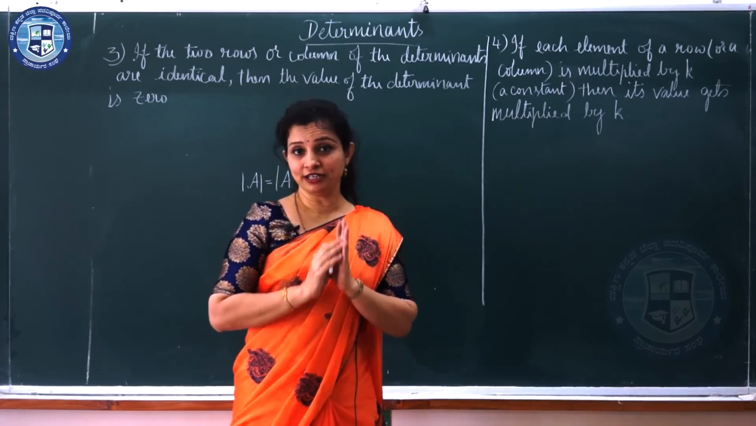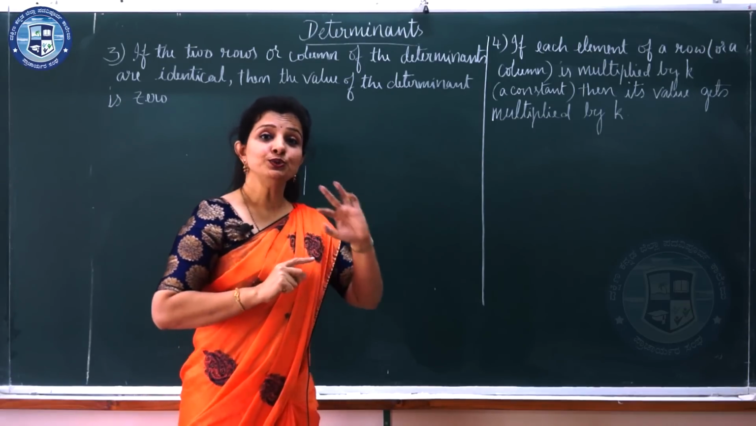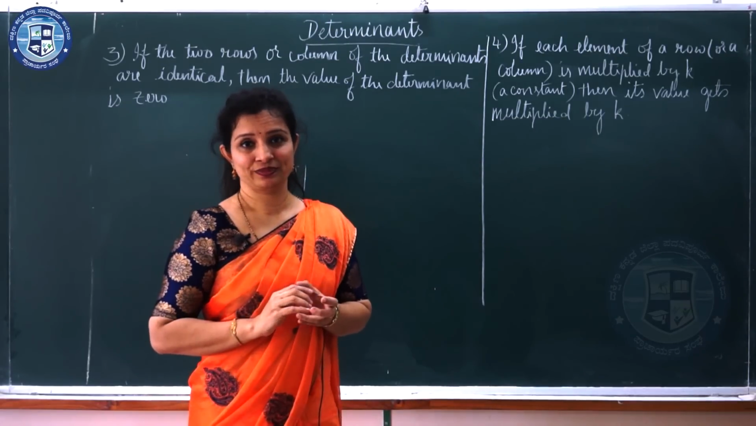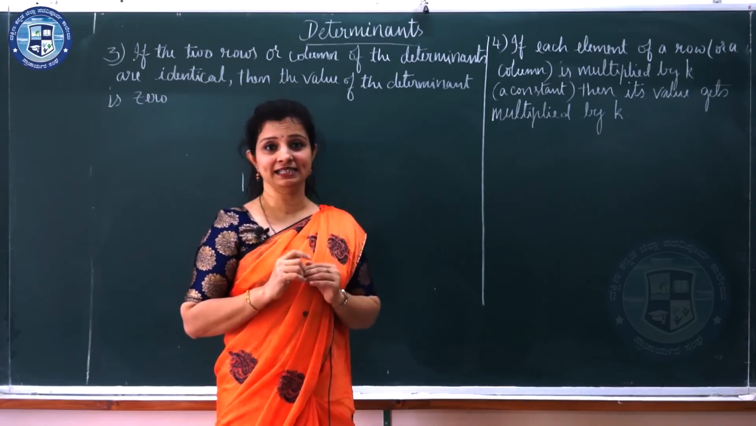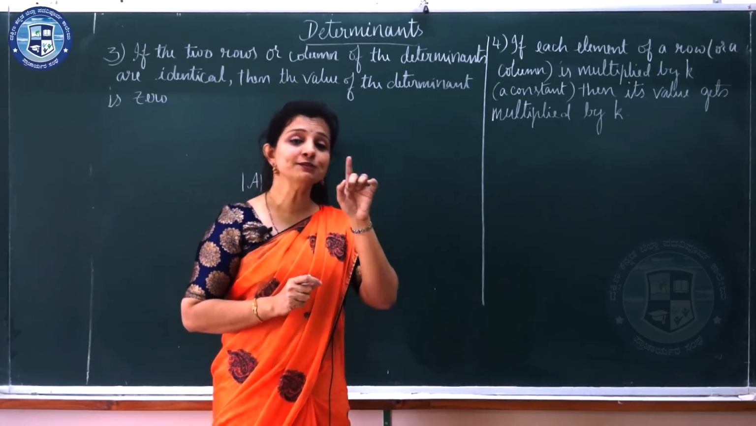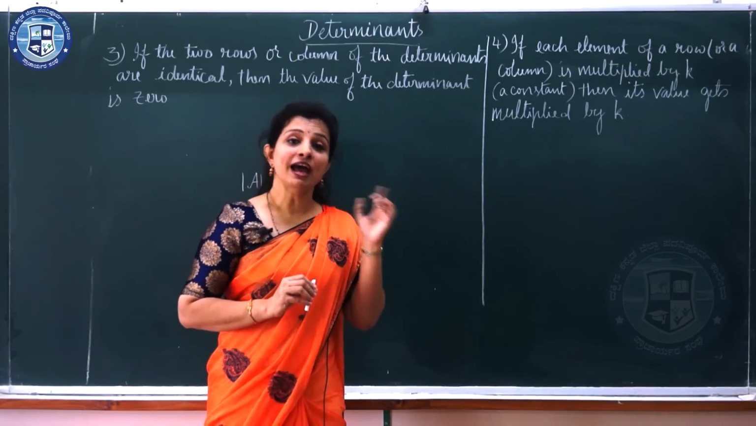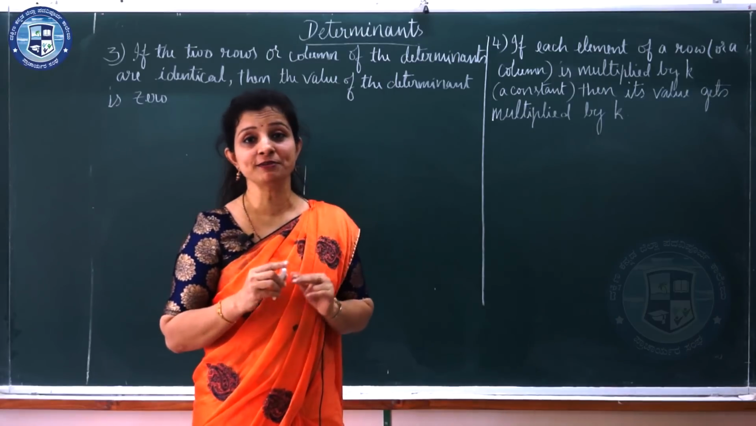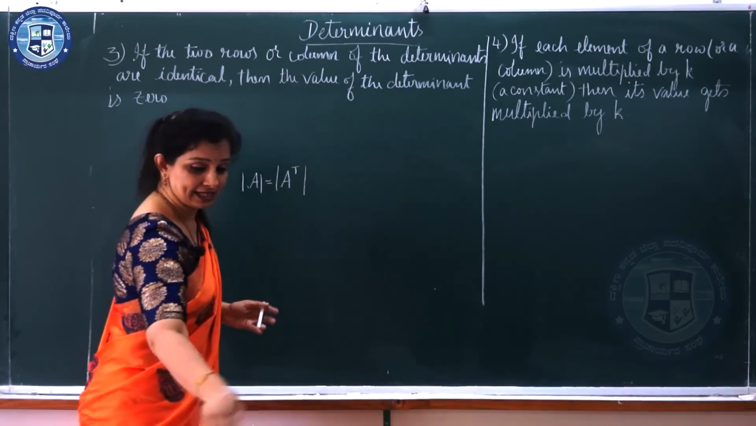The third property of determinant is, what if two rows or two columns are identical? If two rows or two columns are identical, means the corresponding elements are equal, then the value of the determinant vanishes, means the value of the determinant becomes 0. Look at this, we will see that.